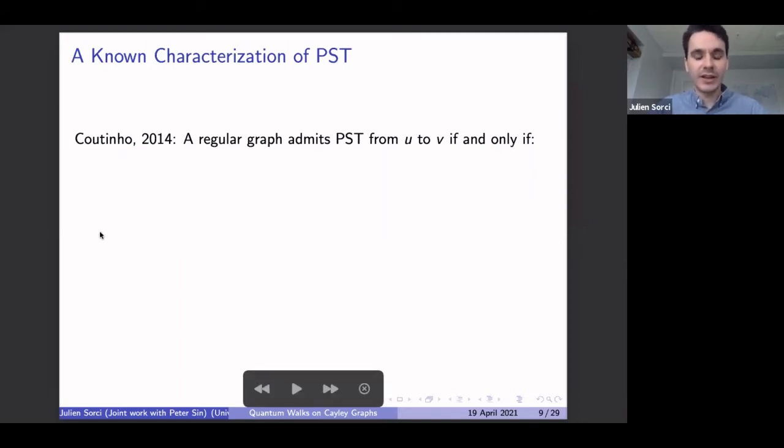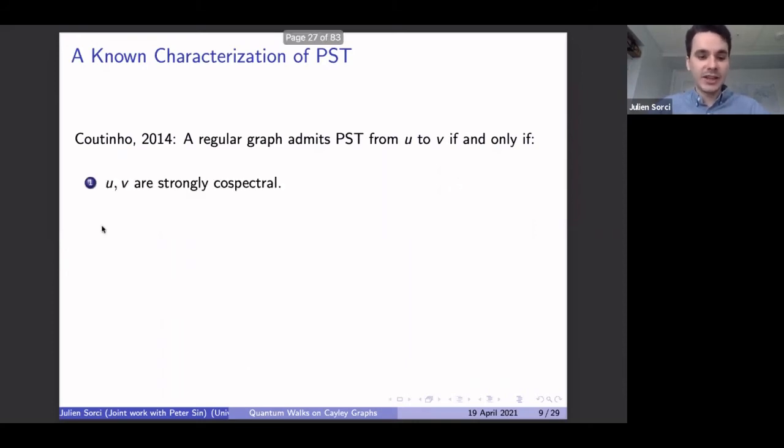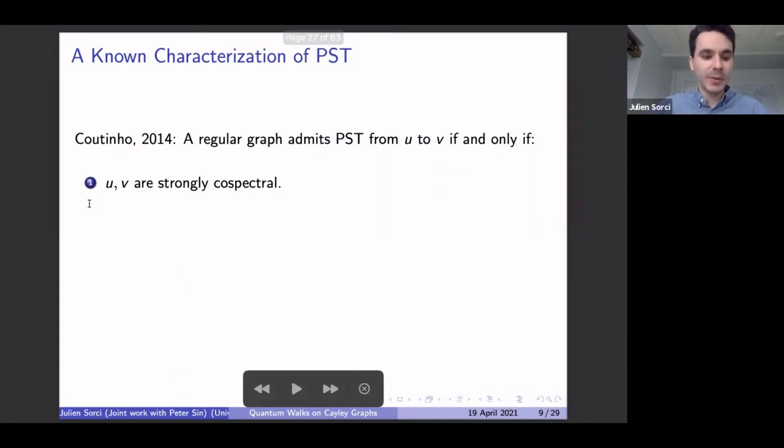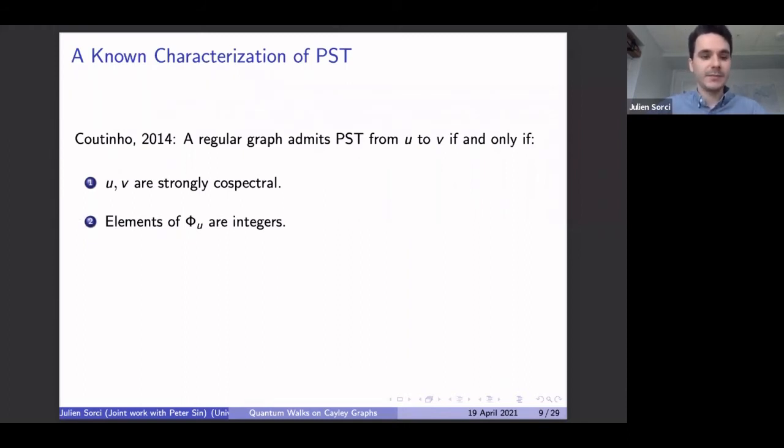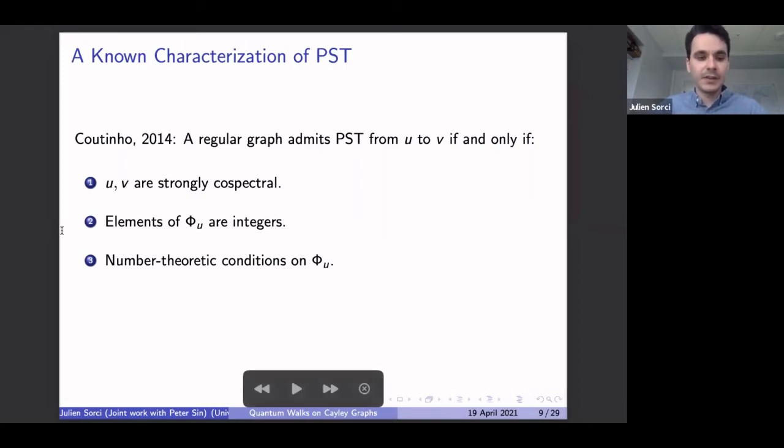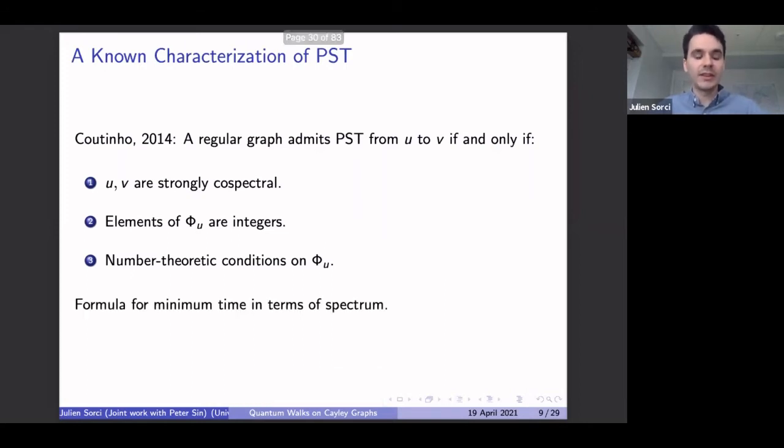But he showed that a regular graph admits perfect state transfer from u to v if and only if, firstly, the two vertices are strongly cospectral. Secondly, the elements of the eigenvalue support of u are all integers. And then also certain number theoretic conditions had to hold on the eigenvalues in the eigenvalue support of u. And lastly, he also gave a formula that told you what the minimum time of the transfer was in terms of the spectrum of the graph.